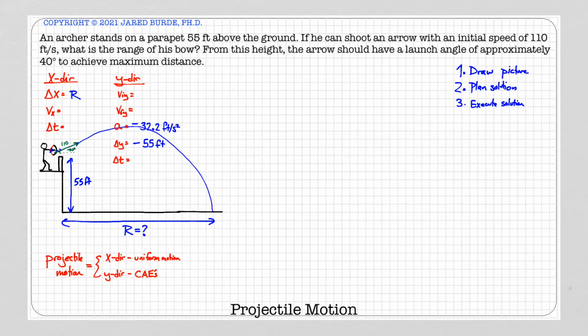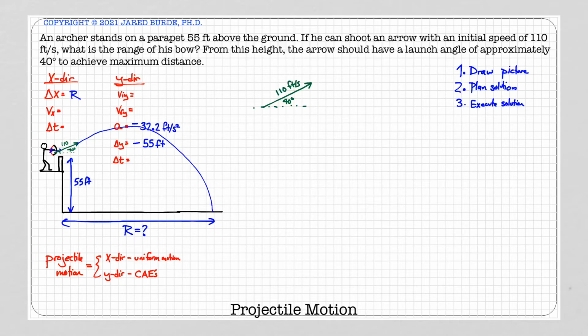In this case, we're told that the bow is fired with an initial speed of 110 feet per second, but it's fired at a 40-degree angle. So this is the initial speed, we're told right there. But that initial speed of 110 feet per second is at a 40-degree angle. And so that's not the X direction or the Y direction. That's at some other angle between the two.